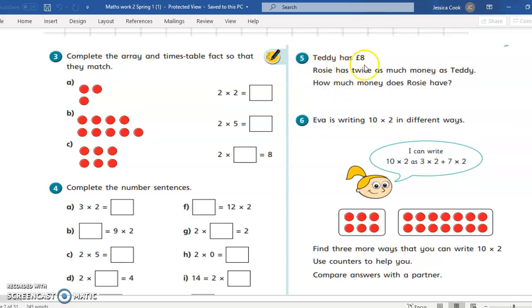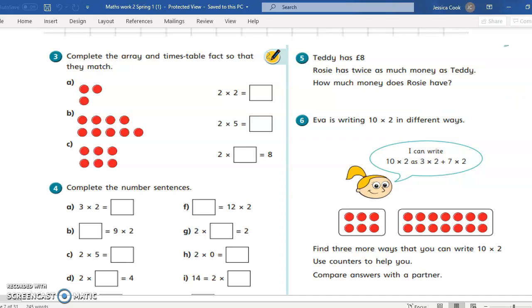So question 5, Teddy has £8. Rosie has twice as much money as Teddy. On our previous work yesterday, you did some doubling, which is like twice as much. So how much money does Rosie have? We know that Teddy has got £8 and Rosie has got double that. So what you could do here is draw 8 dots and then do another group of 8 for Rosie because she's got twice as much, and then add both groups together. That would be a good way to help you for that one.